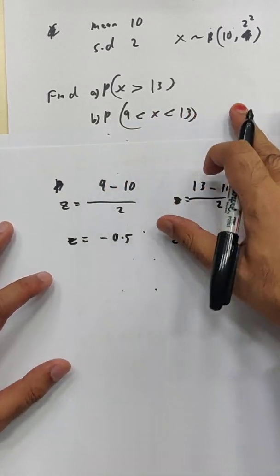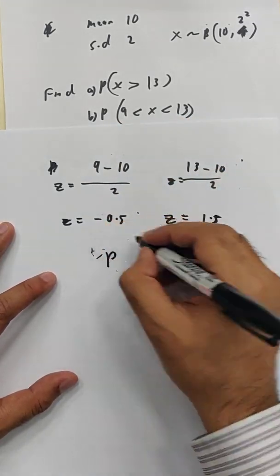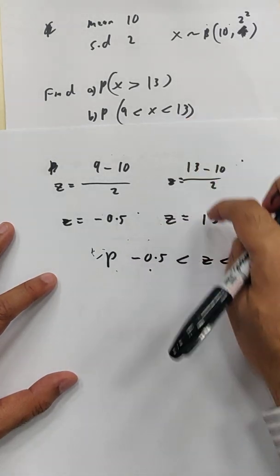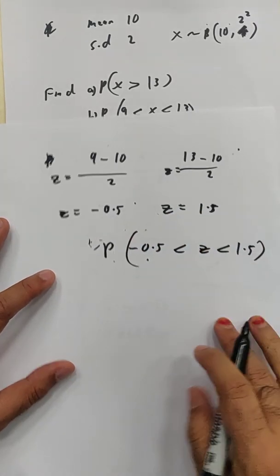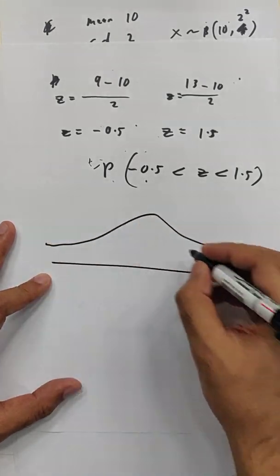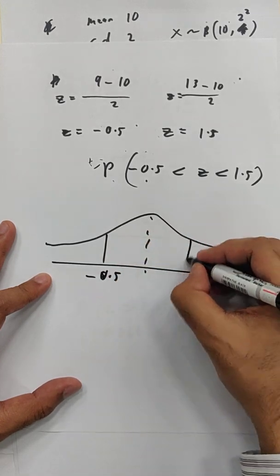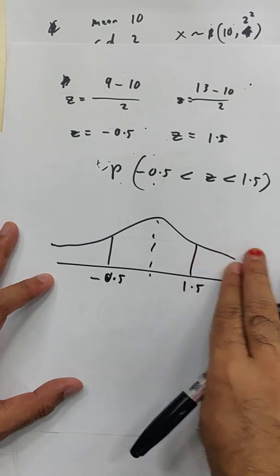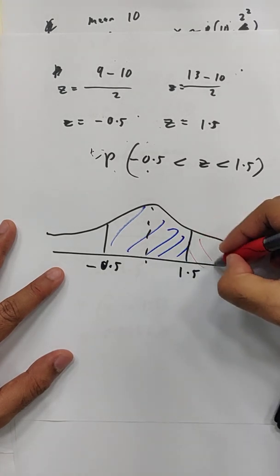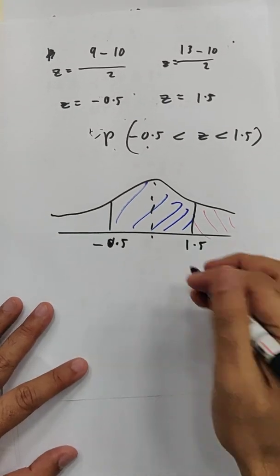So I can write this one into P, take this one first, negative 0.5 < Z < 1.5. And how do we continue? Left side is negative, right side is positive. So this one, I want to calculate around this area. How do I do? I'm minusing on this one here. Okay, this part is easy for you to calculate. Sorry, I really ran out of time.